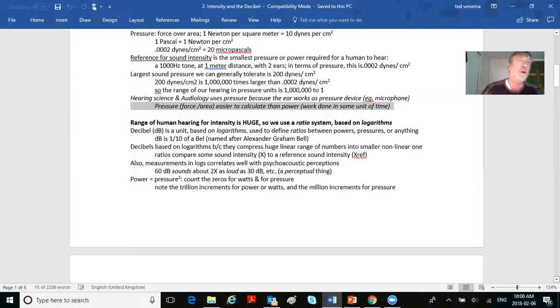Now, all yawning aside, we got to make sure we get this. So I'm going to show you a picture of what I mean, a picture that talks about that ratio system. Because the range of hearing is so darn big, we've got to use what they call logarithms. I'm not a math teacher, and I'm not going to expect you to do the same. I just want you to get the general gist, the general concept.